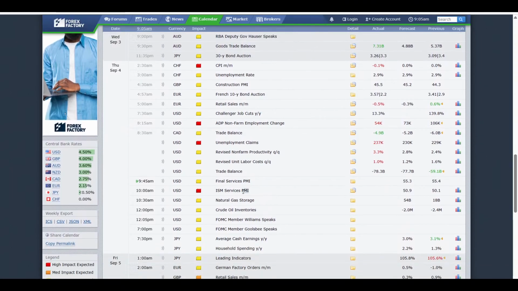For today, we have ISM Services PMI at 10 a.m. So there will be a manipulation in this hour. Don't rush to a trade. Let the chart do what it wants to do. Let's move on to the charts.